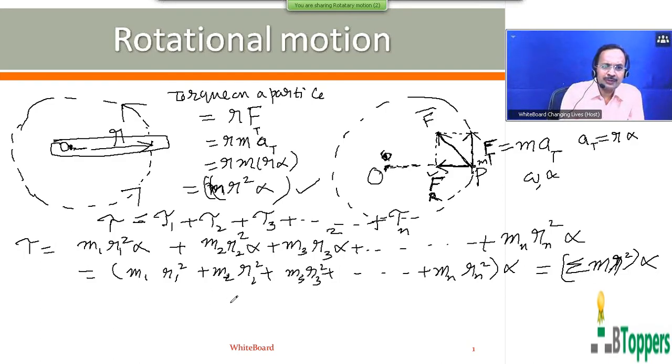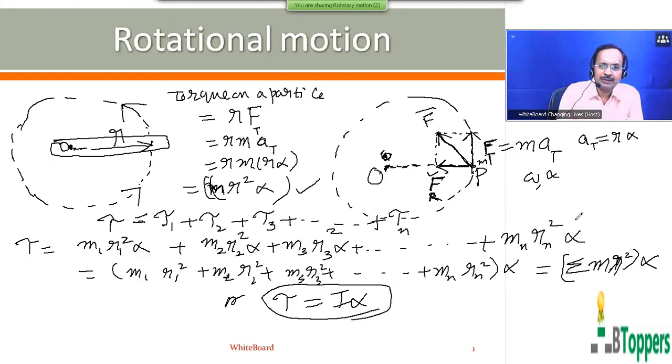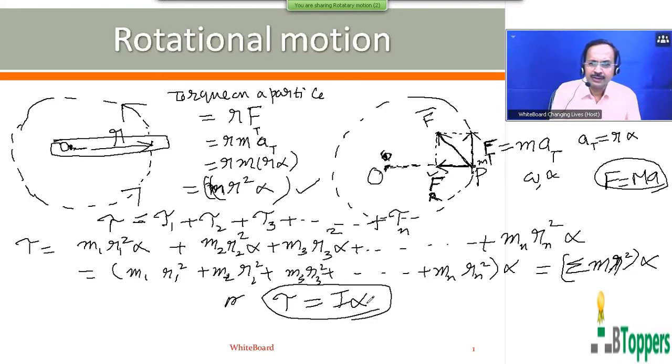The sigma mr square gives you the moment of inertia. Or you can write tau equal to I alpha, which is similar to the equation F equal to ma in pure translatory motion. So the net external torque acting on the rigid body performing pure rotational motion about a fixed axis can be written as the product of its moment of inertia and angular acceleration alpha about that axis.